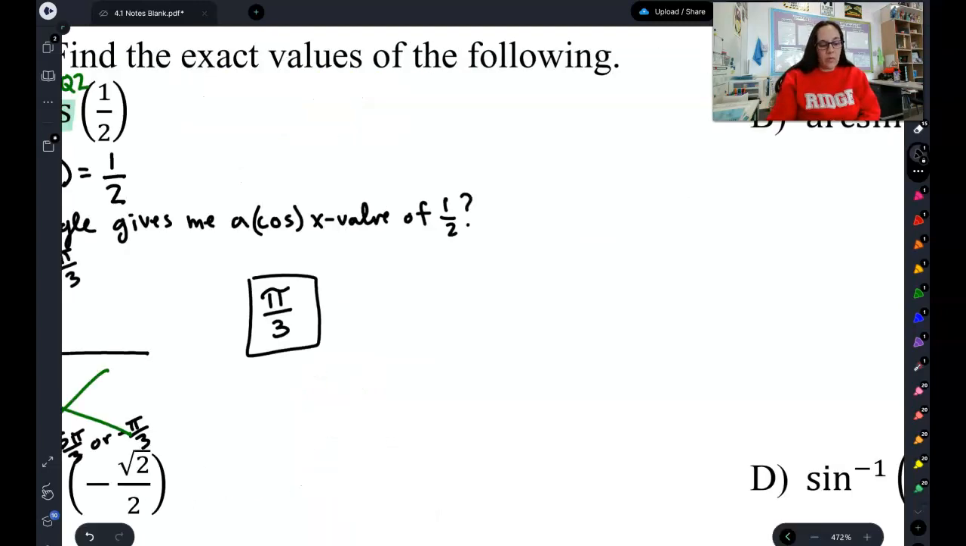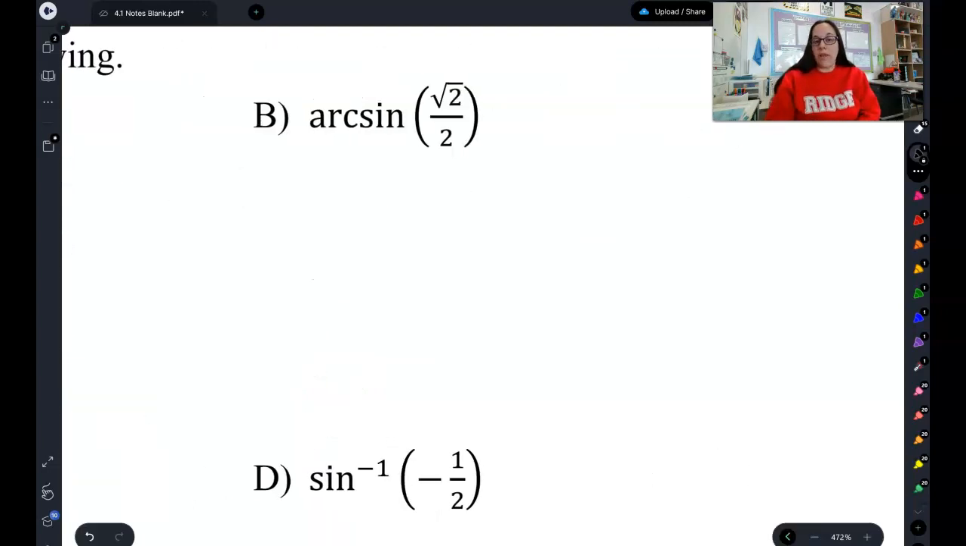So having done one together, I would like you to try this one. Pause the video, write what this means, what you're looking for, sketch out what triangle you're looking at, and then list the angle that is going to give you this sine value. Pause the video, try this one out on your own, and then come back to check your work.